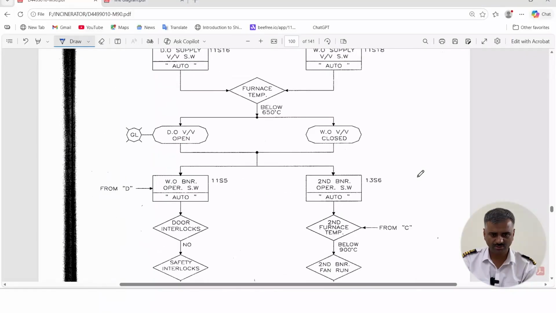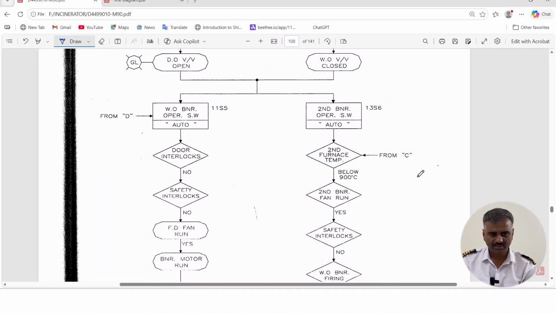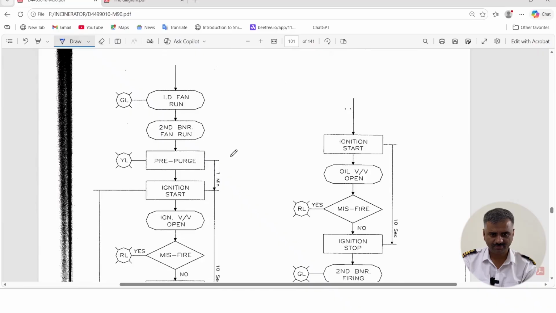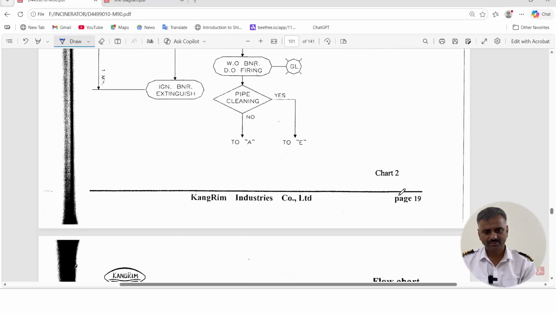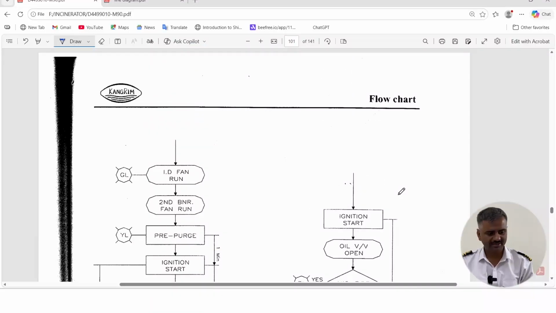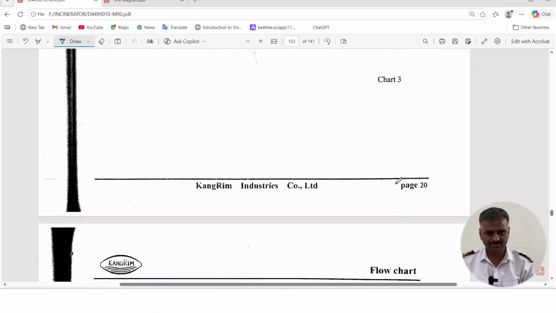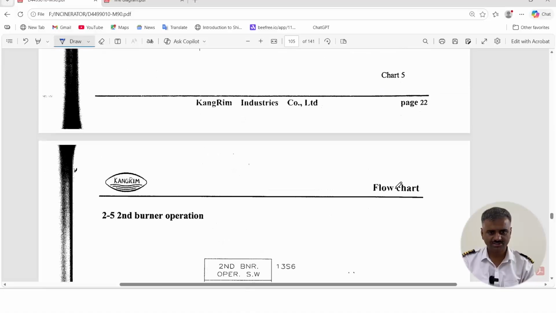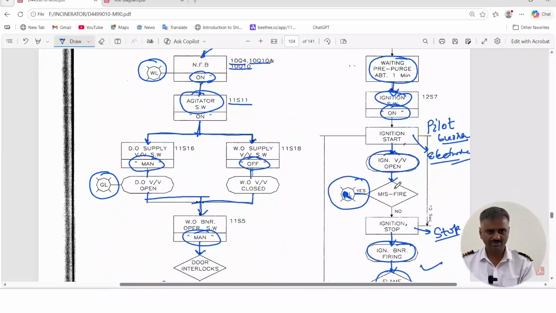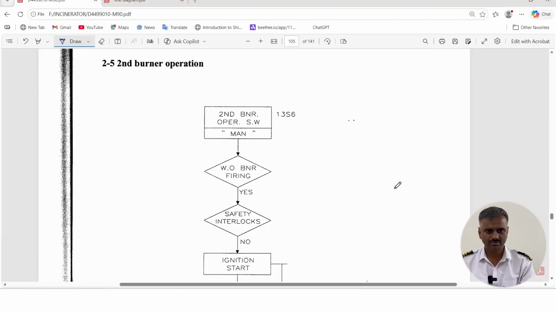Now say the waste oil burner is continuously firing. The second burner is also firing. In that case, the second burner firing will start. Let me take you to the second burner firing. Okay, second burner operation. This is manual operation. When I told you about waste oil burner manual operation, this is also second burner manual operation. When the waste oil burner is firing in manual mode, the second burner is also kept in manual mode.